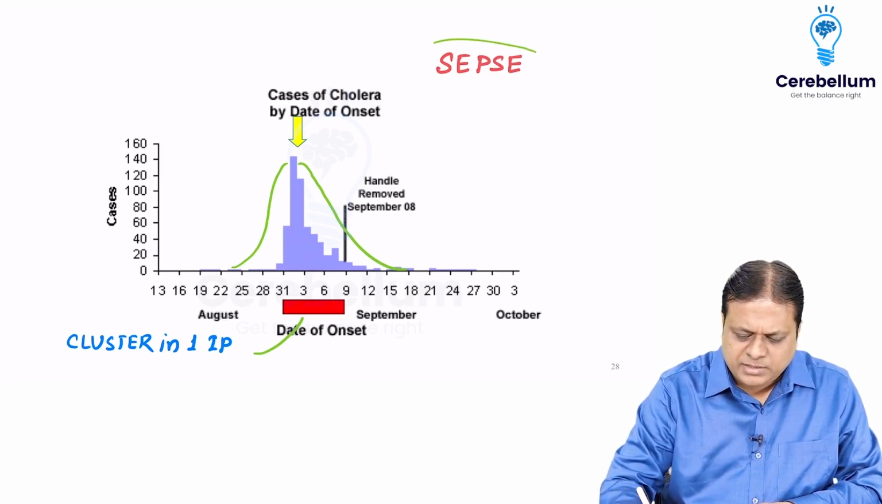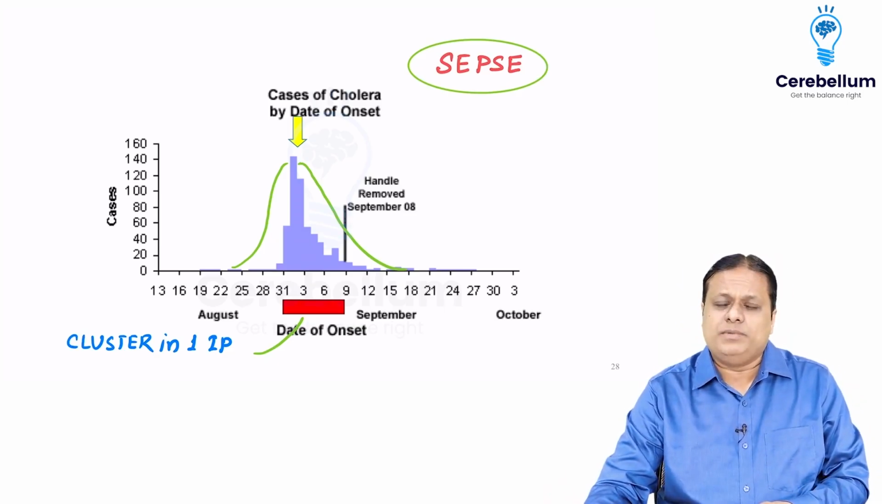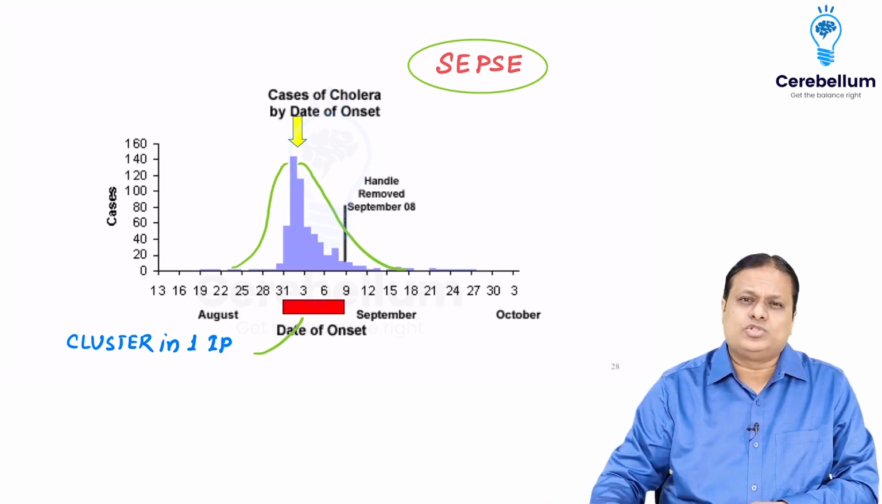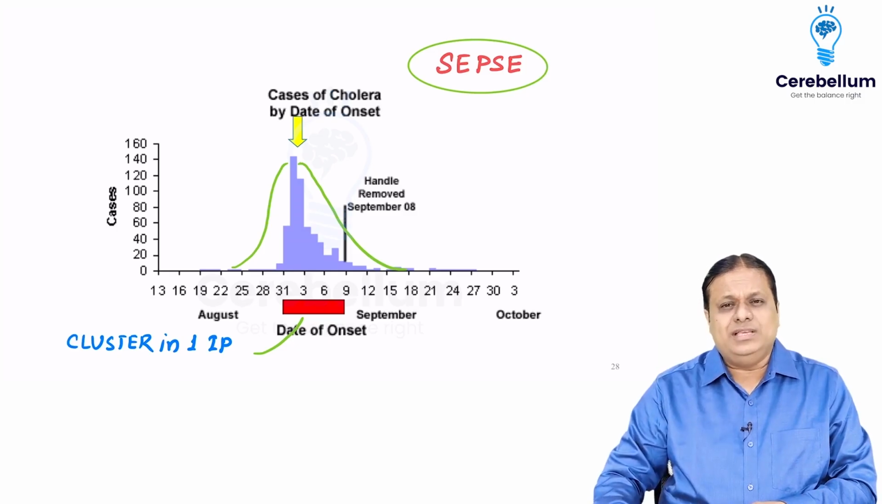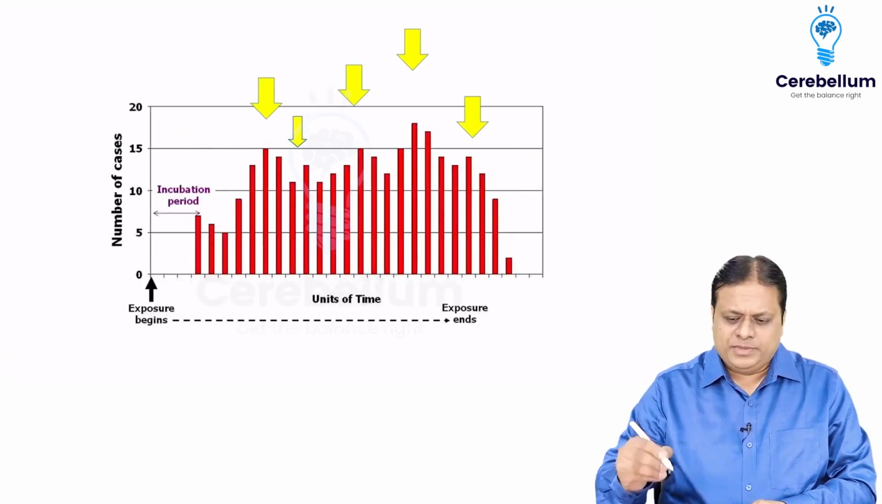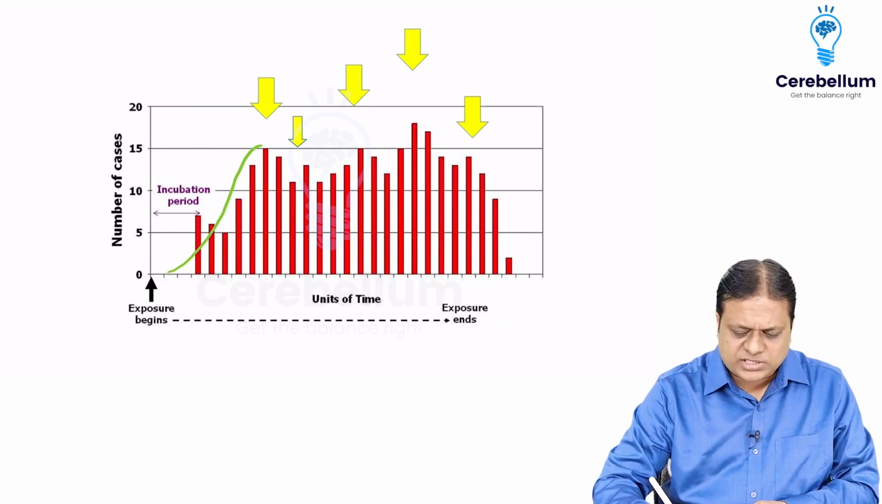Please remember, food poisoning is a good example of single exposure point source epidemic. Bhopal gas tragedy, Chernobyl tragedy, Vizag tragedy, they are very good examples of single exposure point source epidemic. Now compare this epidemic type with the second type of epidemic. Here you can see the rise is sudden, but the fall is not sudden.